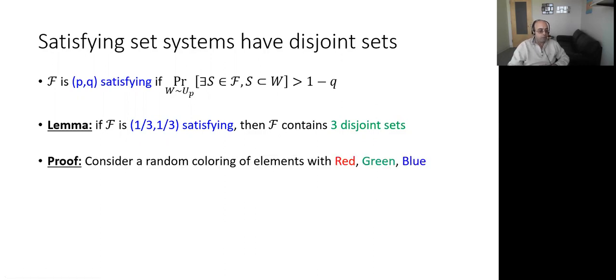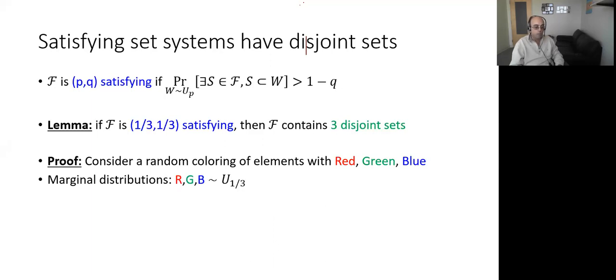So let's do it. So here's a proof. The proof is actually by thinking of the following random process where I'm randomly coloring the elements of the universe with 3 colors, red, green, and blue. So each element is independently colored, either red or green or blue. And R, G, B are the marginal distributions, and you can see that each one of them has a marginal distribution of U-third, right? The red elements come from this U-third marginal distribution because each element is red with probability 1/3.